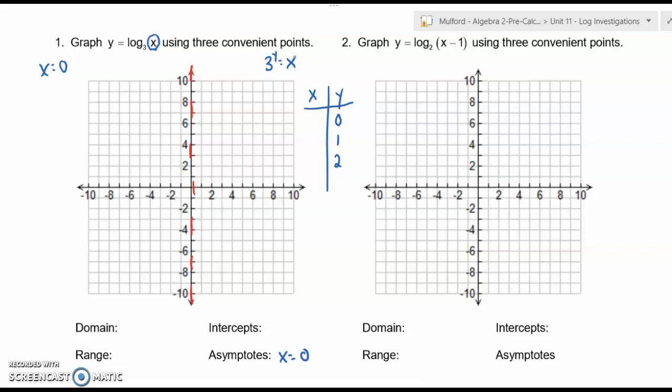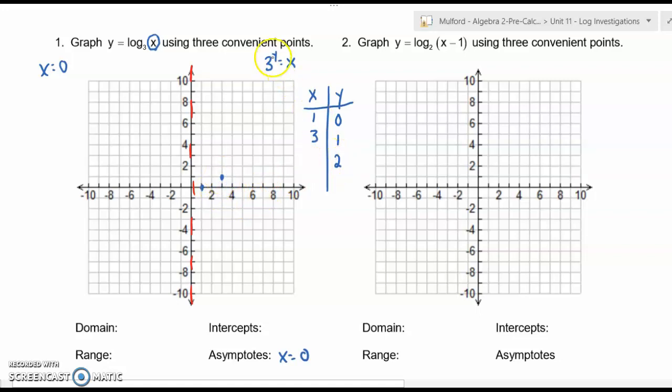My output's going to be an x. It's really weird to think about, but that's how we're going to approach it. When I plug 0 in here, 3 to the 0 would give me 1. So I'm going to have a point at 1, comma 0. Then I'm going to take my y coordinate 1 and plug it in there. 3 to the first is going to give me 3. So that's an ordered pair of 3, comma 1.